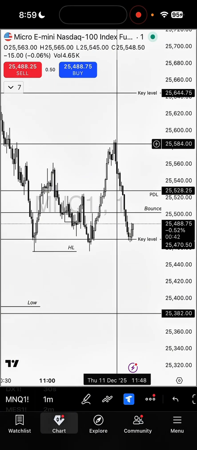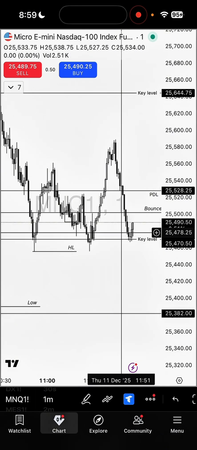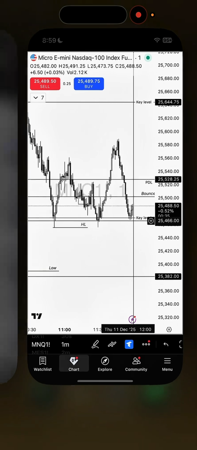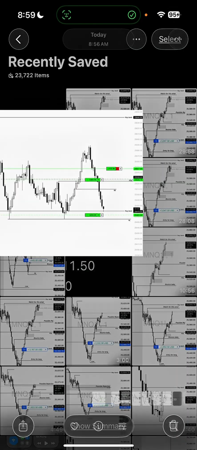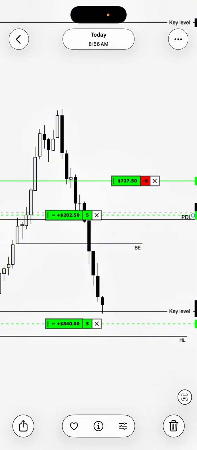Now I did take this trade. I'm not here to say no, this will happen, but not take it. I did take this trade, and I got out at this key level. The proof is right here. This is the proof. I entered here, added, and then I got out here.